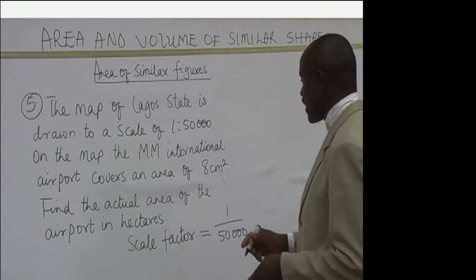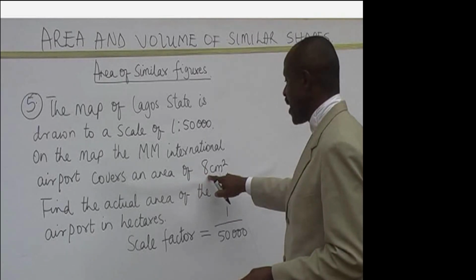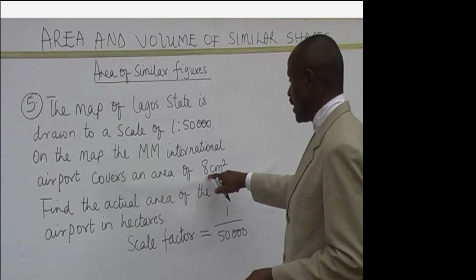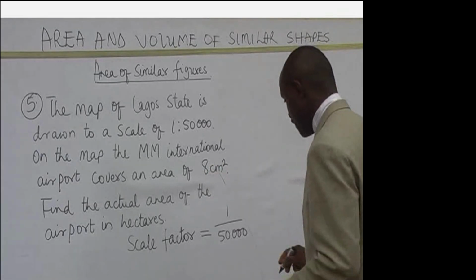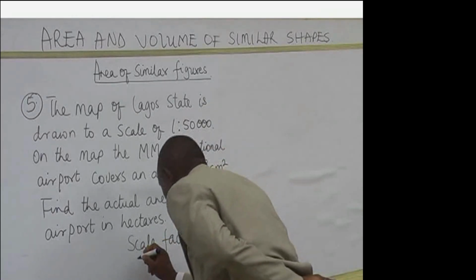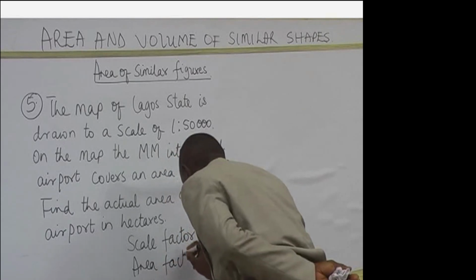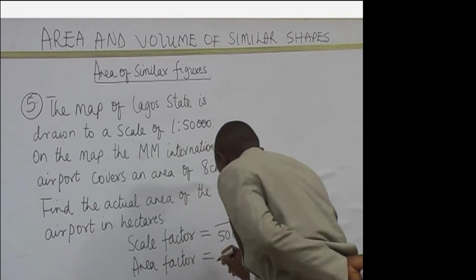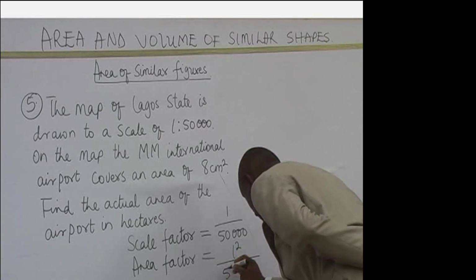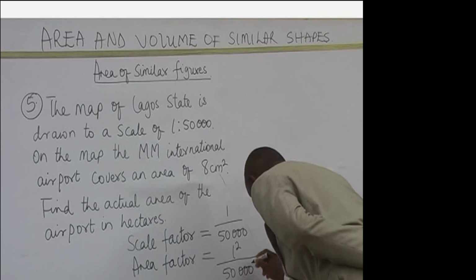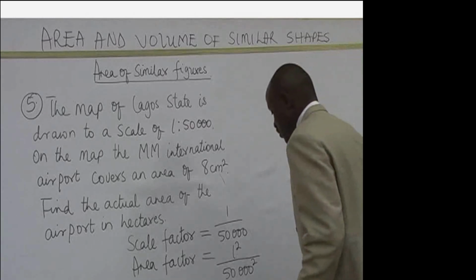Now, what is the question asking for? The actual area of Murtala Mohammed International Airport, if its area in the map is 8 centimeters squared. From here, our area factor is going to be 1 squared all over 50,000 squared.